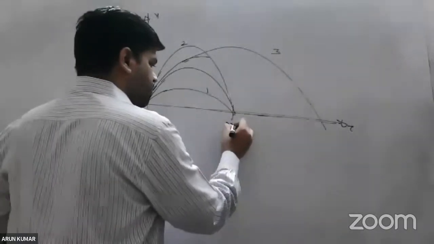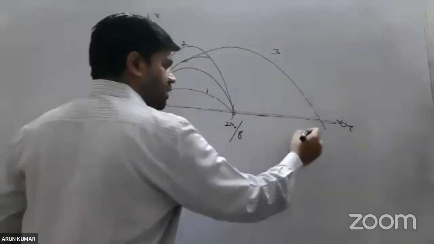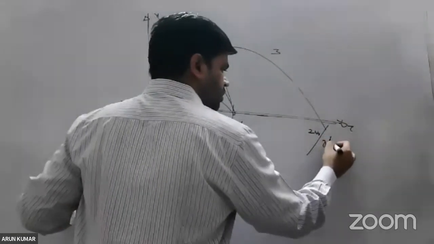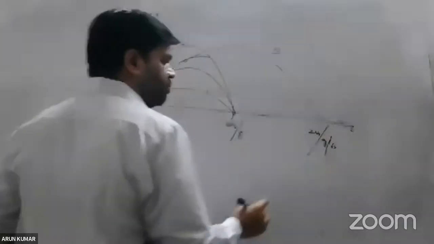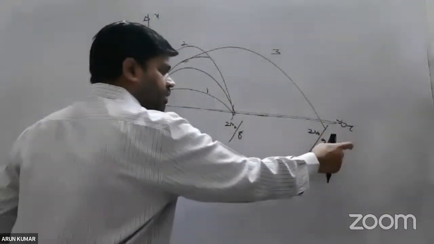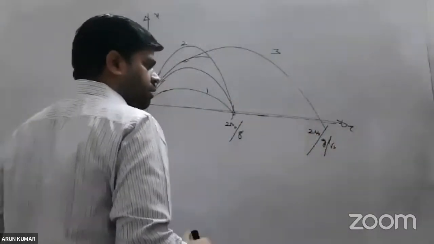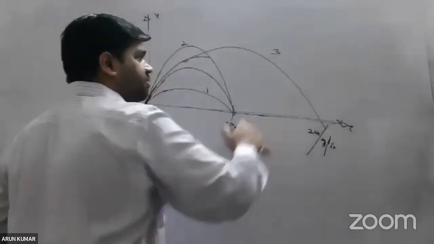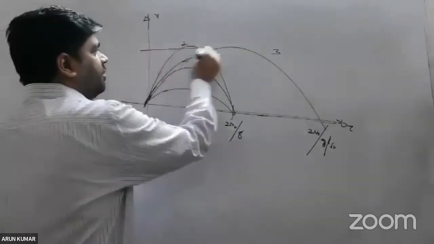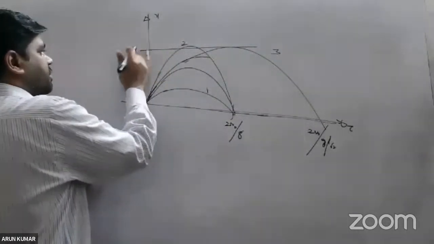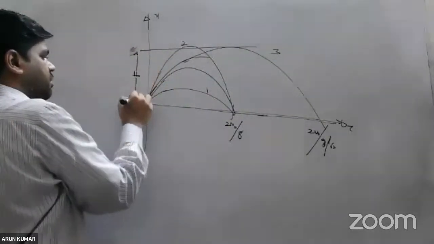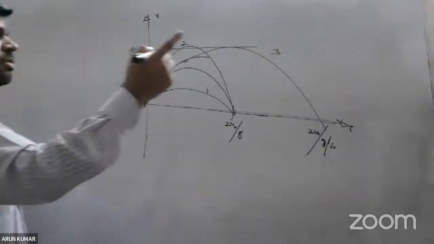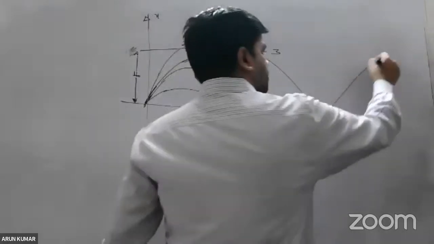ఇది 2v0/g ఇంతకు ముందు. ఇప్పుడు ఎంత ఉండాలి? 2v0/g by root 2. So which is more? ఈ time of flight more కదా? Yes, sir. 2 times more ఉంది అది. So this has to be the case. Third has to be the case. With the 3 maximum height to be, yeah, 3 has to be the case. All right. And second ones would be this case.